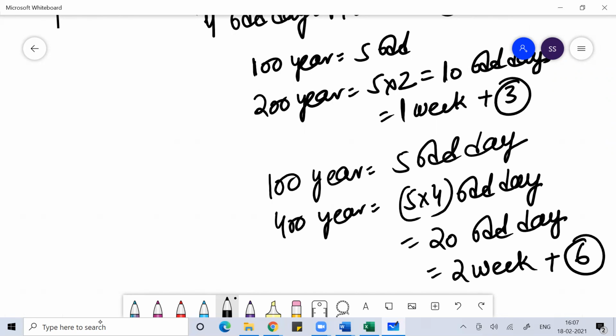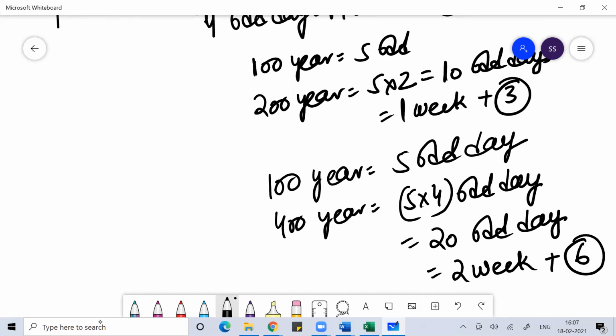You have to understand that when we talk about 400 years, how many leap years will there be? You know that the 100th year will not be a leap year.